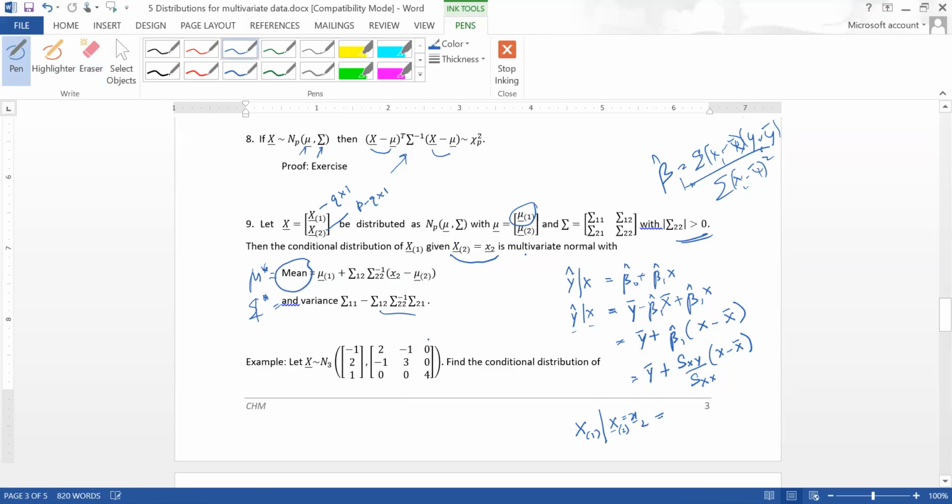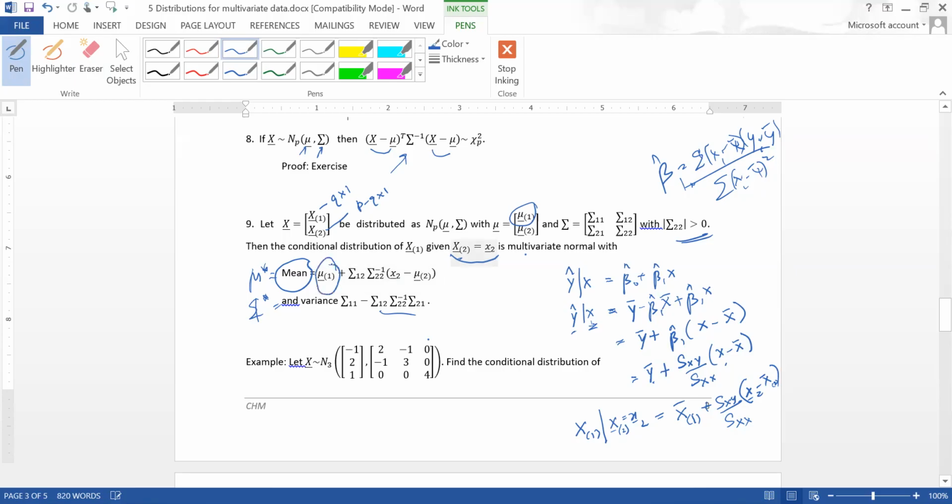Right? So we have y bar. Y bar means, in terms of y, now we have x1. So it's x1 bar, something like that, plus Sxy over Sxx. In terms of x, we have x2 now. The given value is x2 now. So x2 minus x2 bar. Right? So that's it, the same thing.